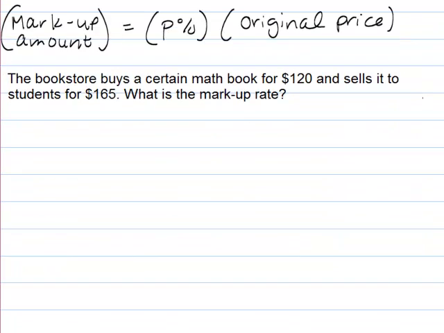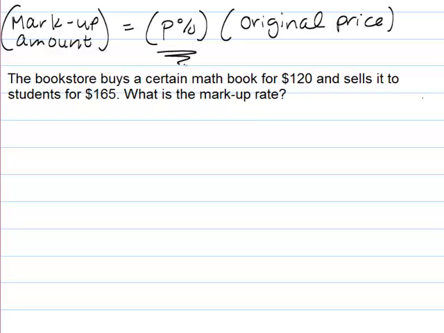Again, we can look at this as a markup. We just looked at decrease or discount rate. How about a markup? So the markup amount equals the percent rate multiplied by the original price. This is when we have a wholesale price and we're looking at what the store sells it for as a retail price, or increased cost in things. In this case, we're going to look at this: a bookstore buys a certain math book for $120 and sells it to students for $165. What is the markup rate?